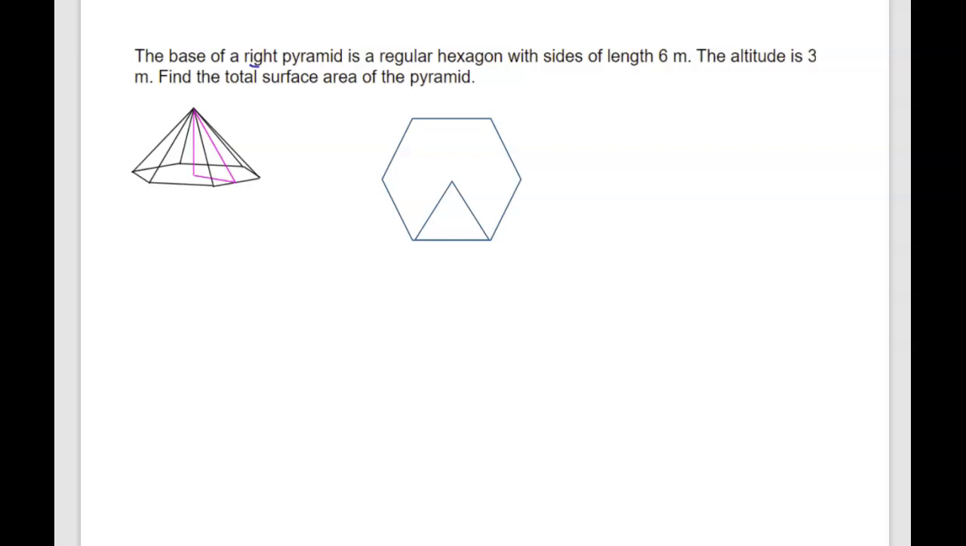We have this right pyramid with a regular hexagon, and we know that the length of the sides is 6 meters. So each of these sides is 6 meters. What this tells me, first of all, is that the perimeter of this hexagon is going to be 6 times 6, or 36 meters, and we're going to need to know that for the surface area.